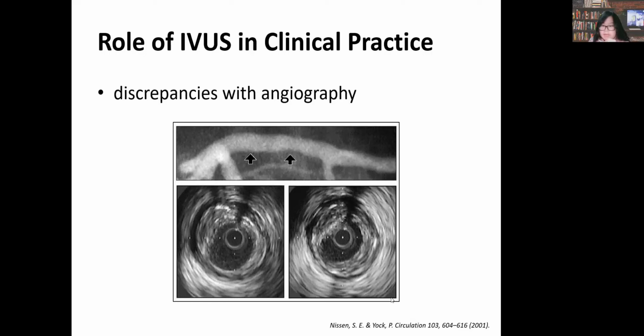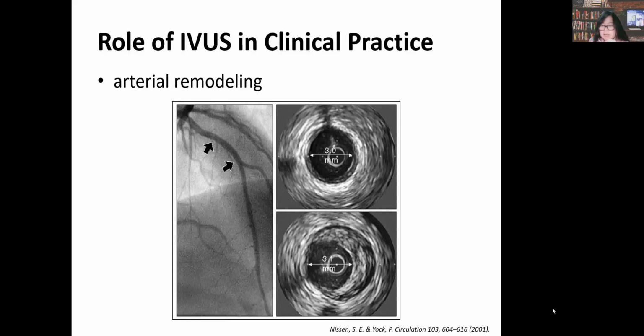First, we can see the top angiogram shows only minor luminal irregularities at two sites in the left anterior descending artery. The arrows show major atherosclerosis by IVUS. The entire vessel was diffusely diseased. So the extent and severity of disease by angiography and IVUS are frequently discrepant, and that leads to the angiographic underestimation of disease.